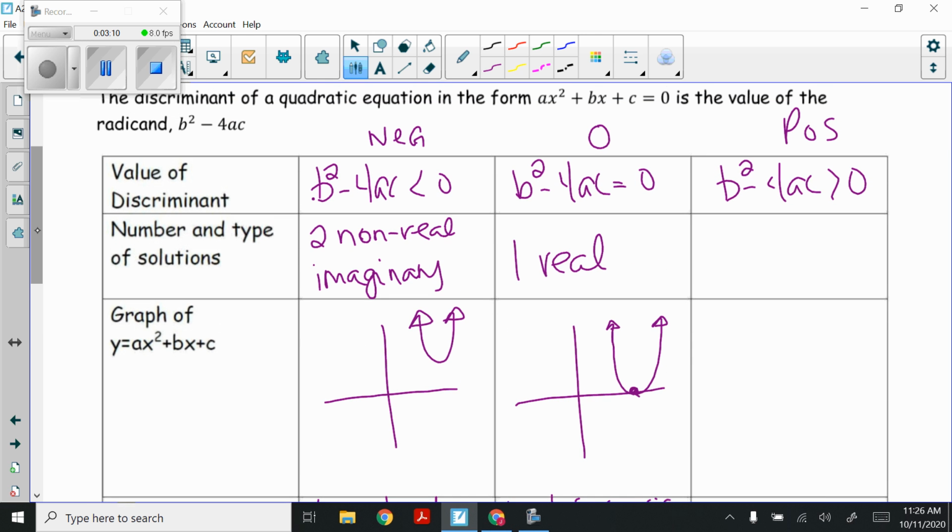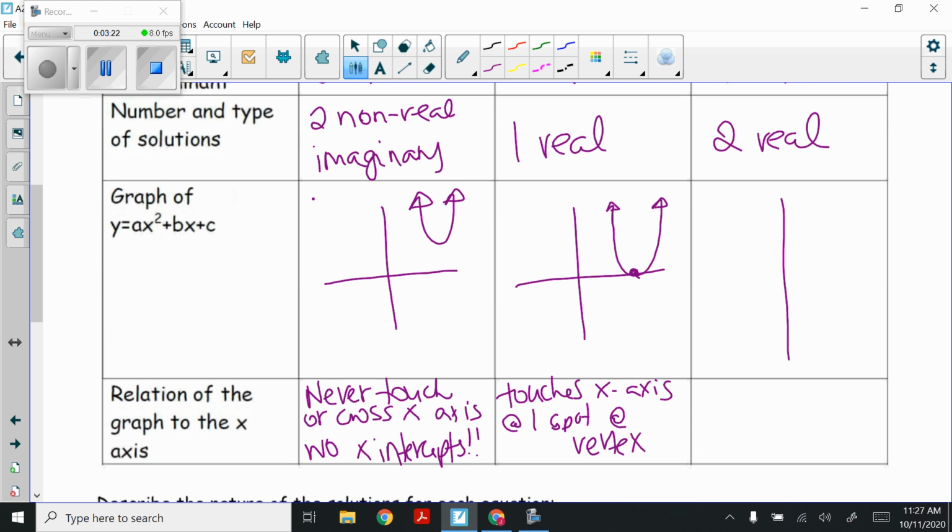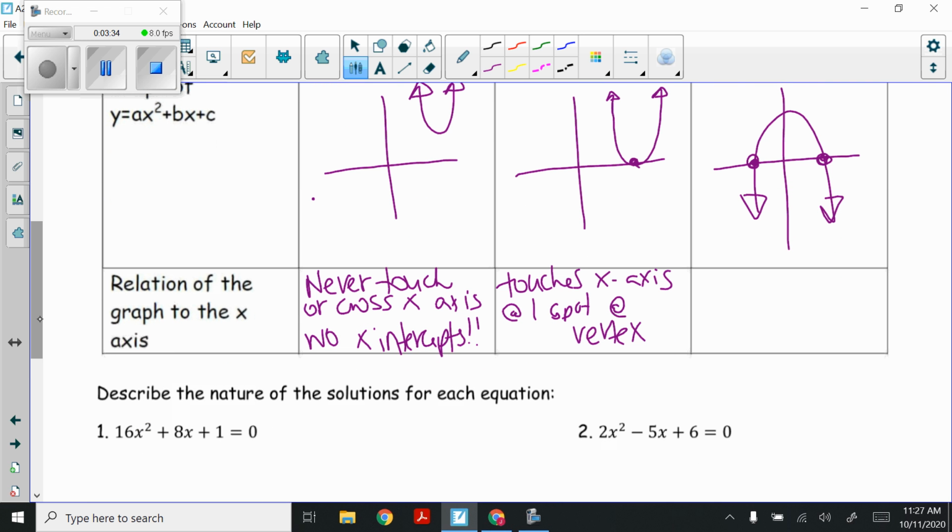All right, and then finally, our last option is when the number underneath the radical, our discriminant, is positive, and when that happens, we will have two real solutions. The graph might look something like this. Notice it doesn't matter if the graph opens up or down on any of these. So there are two real solutions, which means that the graph crosses the x-axis twice. So I have two x-intercepts.